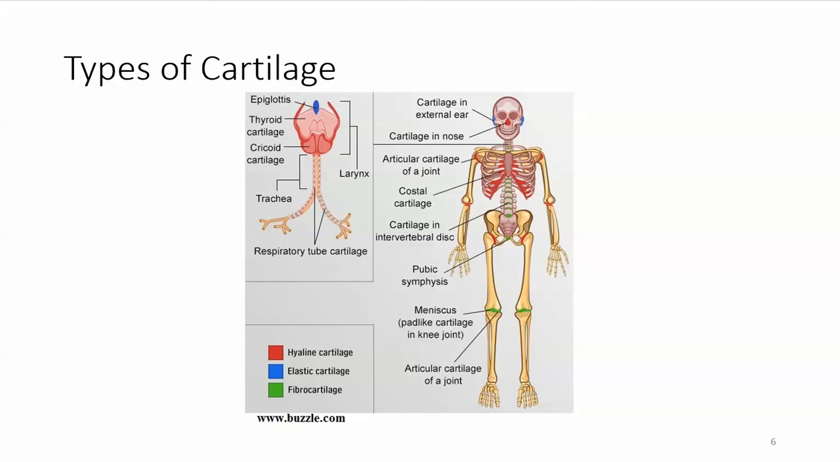There are several types of cartilage. This is a type of connective tissue. The first one is the hyaline, and that's the most common. Everywhere you'll see red, that's where you'll find hyaline cartilage. It provides stiff but somewhat flexible support.